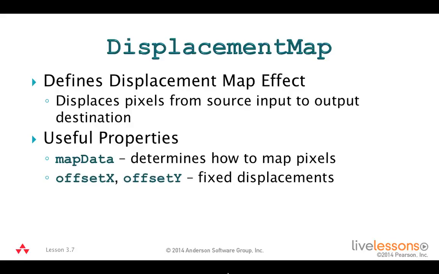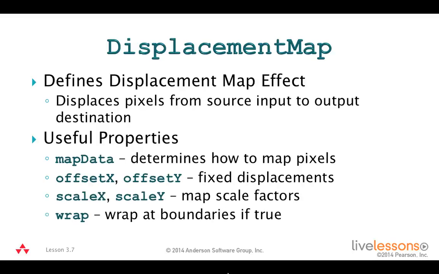Offset X and offset Y. These properties are fixed displacements along the XY axes applied to all pixel offsets. Defaults are 0. Scale X and Scale Y. These properties are scale factors along the XY axes that are applied to the map. Defaults are 1. Wrap, which wraps the displacement at the boundaries if true. The default is false. And last, the input property, which is used for chaining effects.